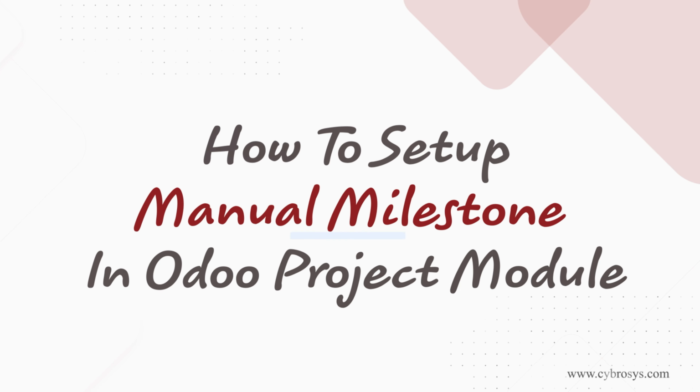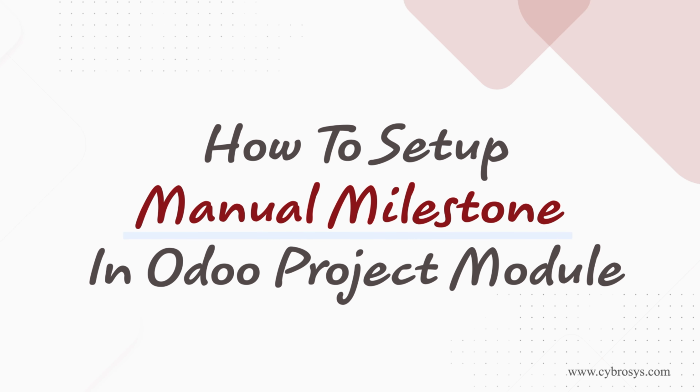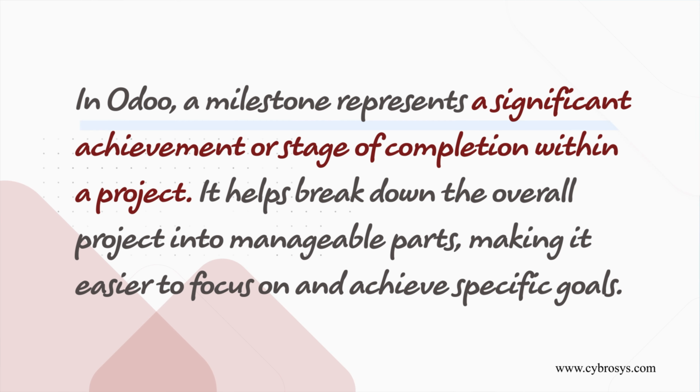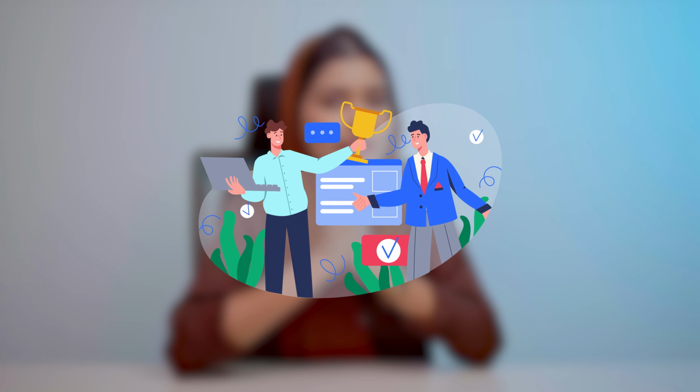Today we are going to discuss how to set up a manual milestone in the Odoo Project module. You may have a doubt: what do we mean by a milestone? A milestone is a useful tool in the Odoo Project module that you can enable from the settings menu. A milestone is used to track the progress of your project and helps you achieve certain goals very easily.